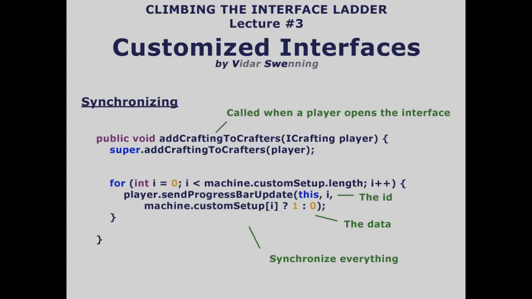Every time we synchronize something, we do player.sendProgressBarUpdate. We give it the container, the ID, and finally the data we want to send. And like I've said multiple times before, sending 49 different Boolean values this way is not that optimal, because we can compress them to 4 shorts instead. But like I've also said, that's not a part of this course.